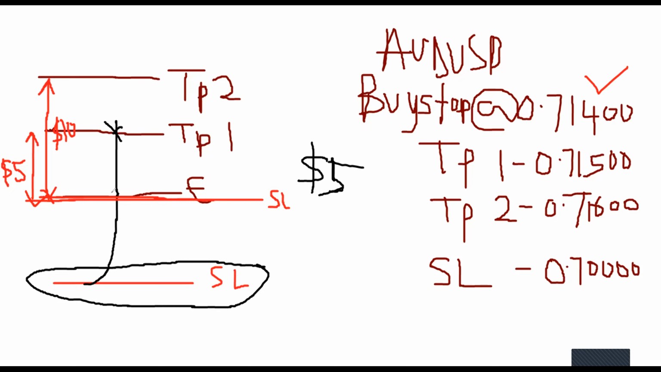If this one now goes up again and hits TP2, glory be to God, because eventually you just made another $5 added to the initial amount you have. So with this, you have $15 in your profits.